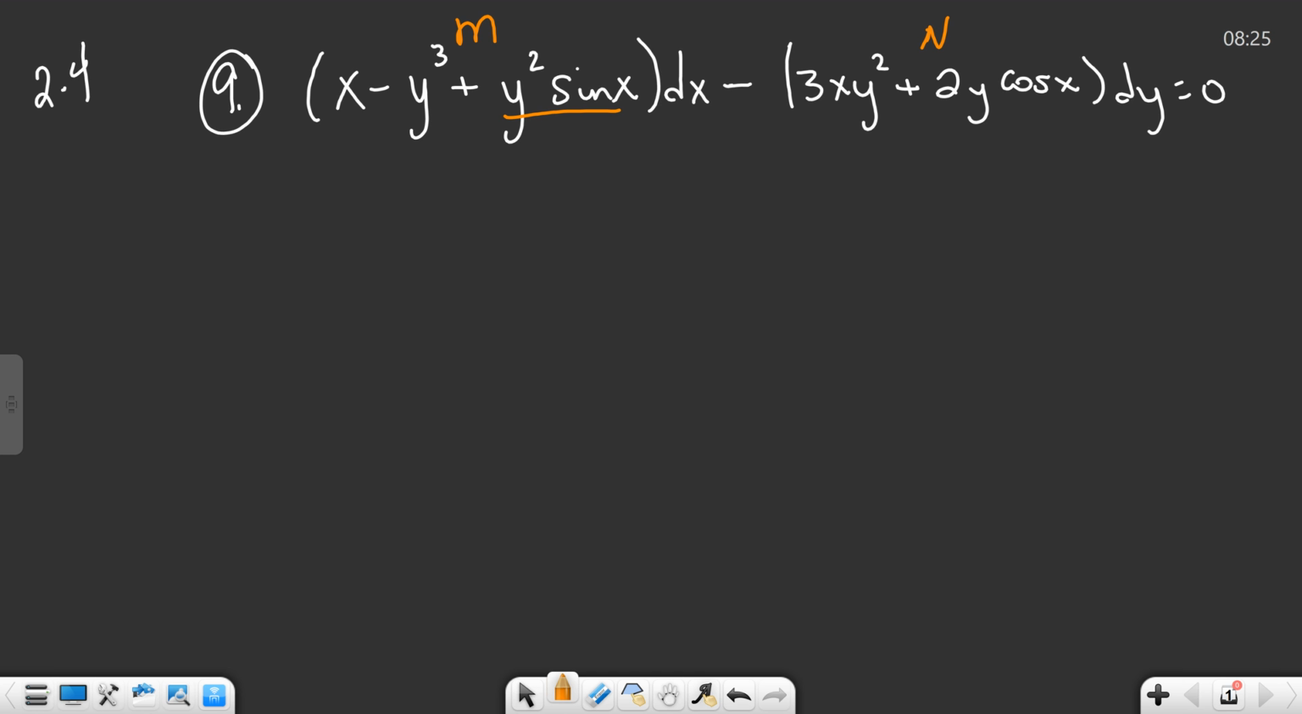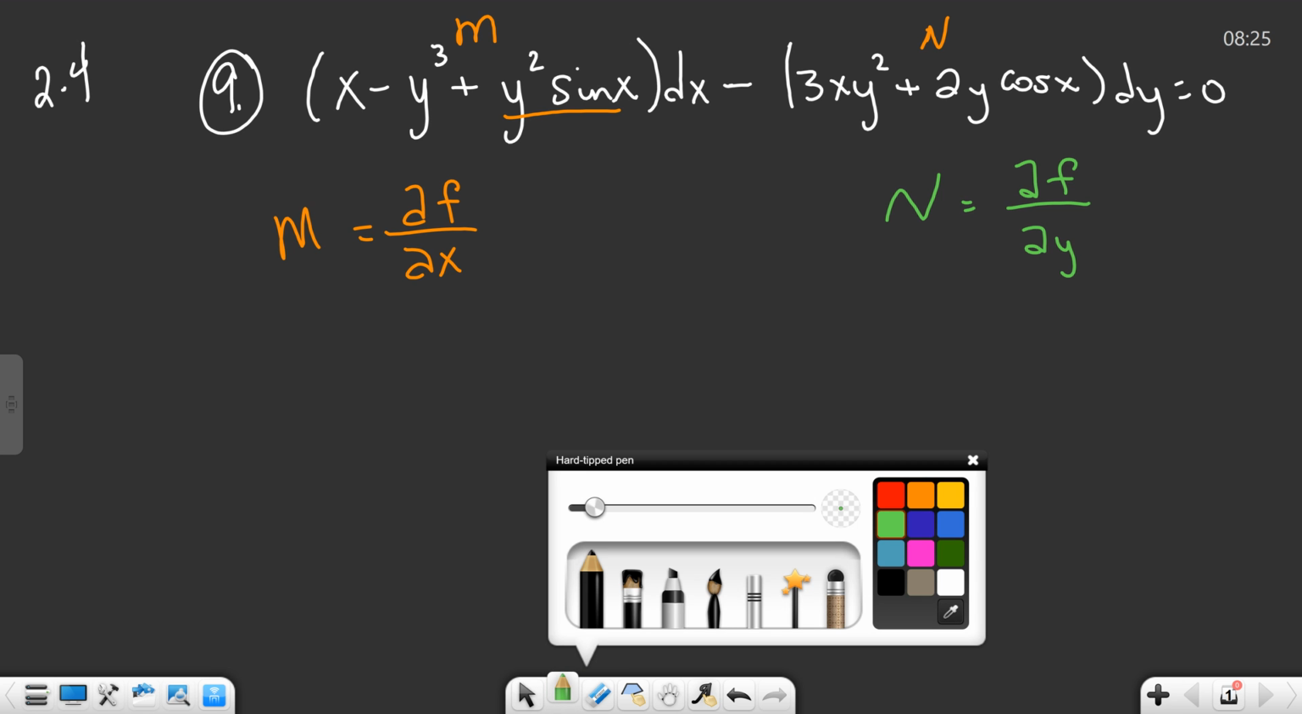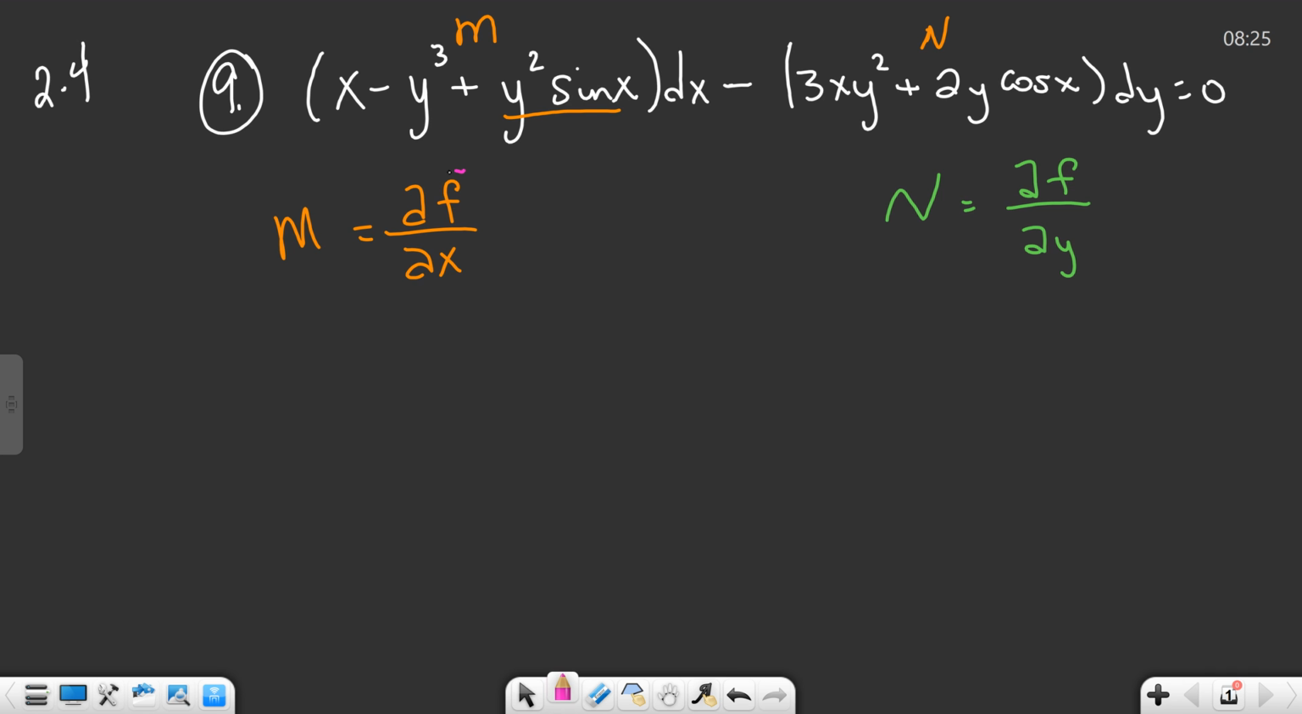Now, here's the key to understanding the exact equation method. Remember that there's some function out here that's got x's and y's in it. And we took the partial derivative with respect to x, and that gave us M. We also took the partial derivative of that function with respect to y, and that gives us N. So in order to find the answer, this function is our answer. So if you just look at this algebraically, we're going to say that the partial of f is equal to M times the partial with respect to x, okay?